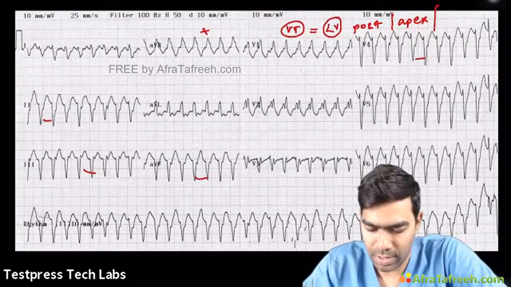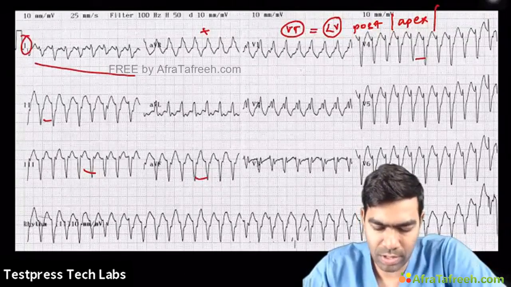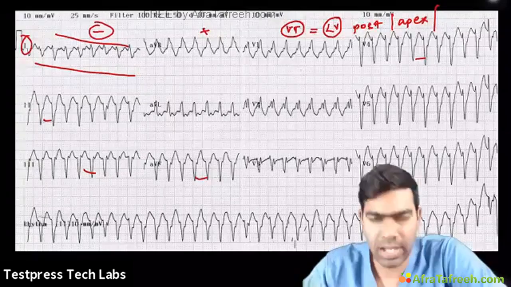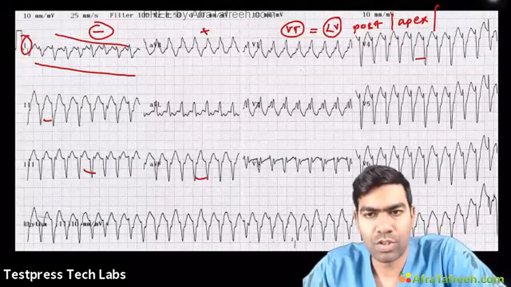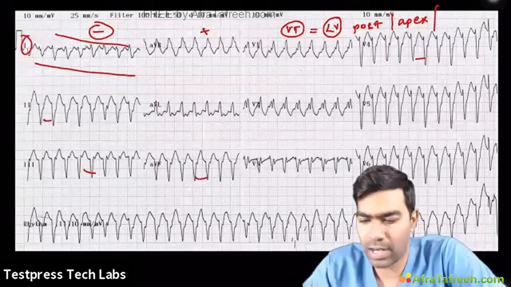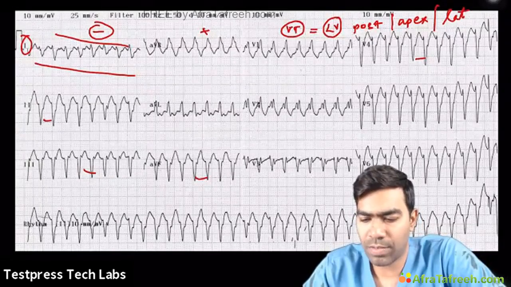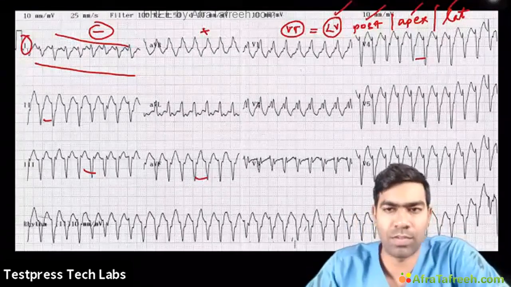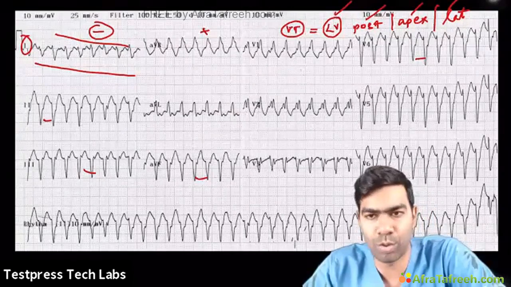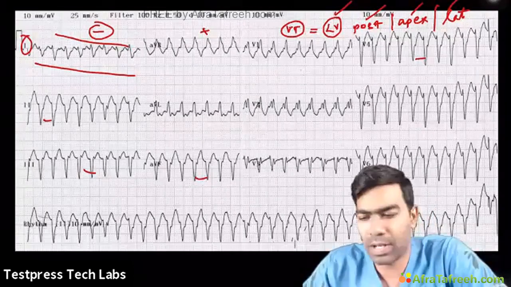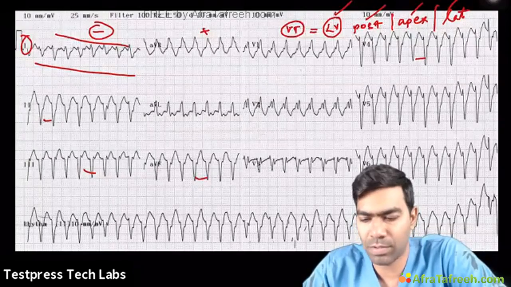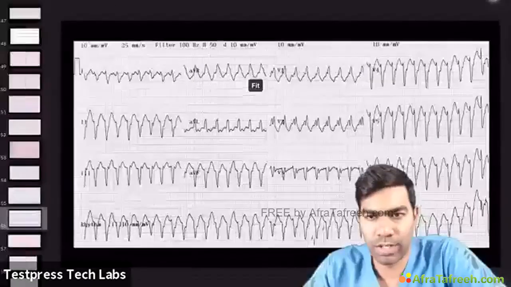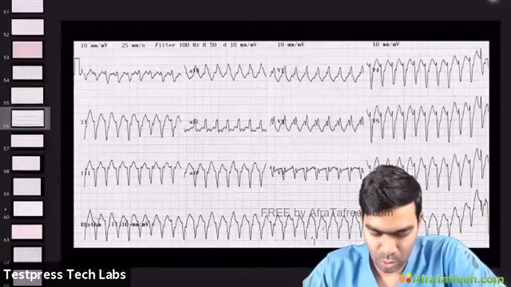So V1 and aVL. So lead I is most important here. Is lead I negative or positive? Lead I is negative. aVL may be different, but lead I is negative. So lead I negative means what? It must be lateral. So it's coming from the left ventricle posterior apical part on the lateral side. So the diagnosis is confirmed. So this is LV posterior wall, apical, and the lateral segment it is coming from. So that's how you localize a ventricular tachycardia through ECG. Fine. So you know it's a VT only. Cool.